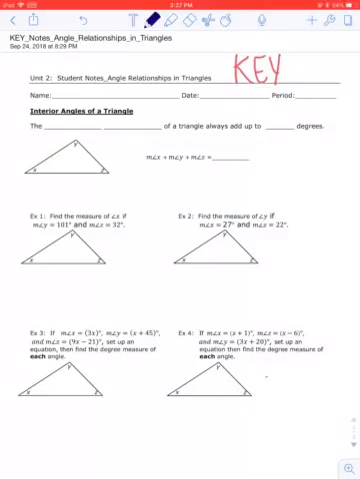So we're going to start by talking about interior angles, which is the inside angles of your triangle. And the interior angles of a triangle must always add up to 180 degrees. So when you add all three angles within a triangle, you should get 180 degrees.